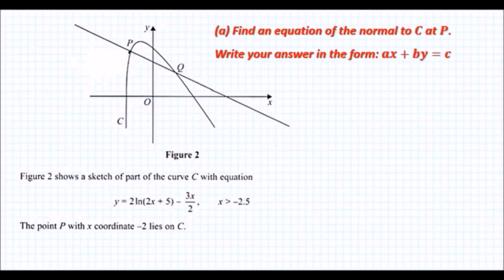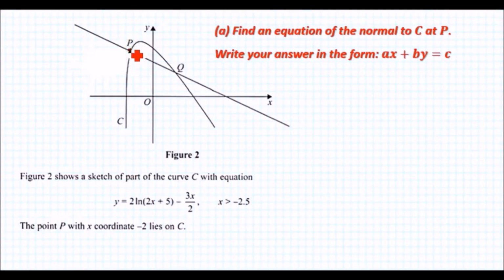So in this one, we'll be looking at question 5 and we'll be tackling part A. Okay, so what do we have here? We're given a figure where we can see that there's a curve intersecting with a straight line. And this curve is given by this y equation here for x greater than minus 2.5. Alright, so what do we know? We know that the point P with x equal to minus 2 lies on C.